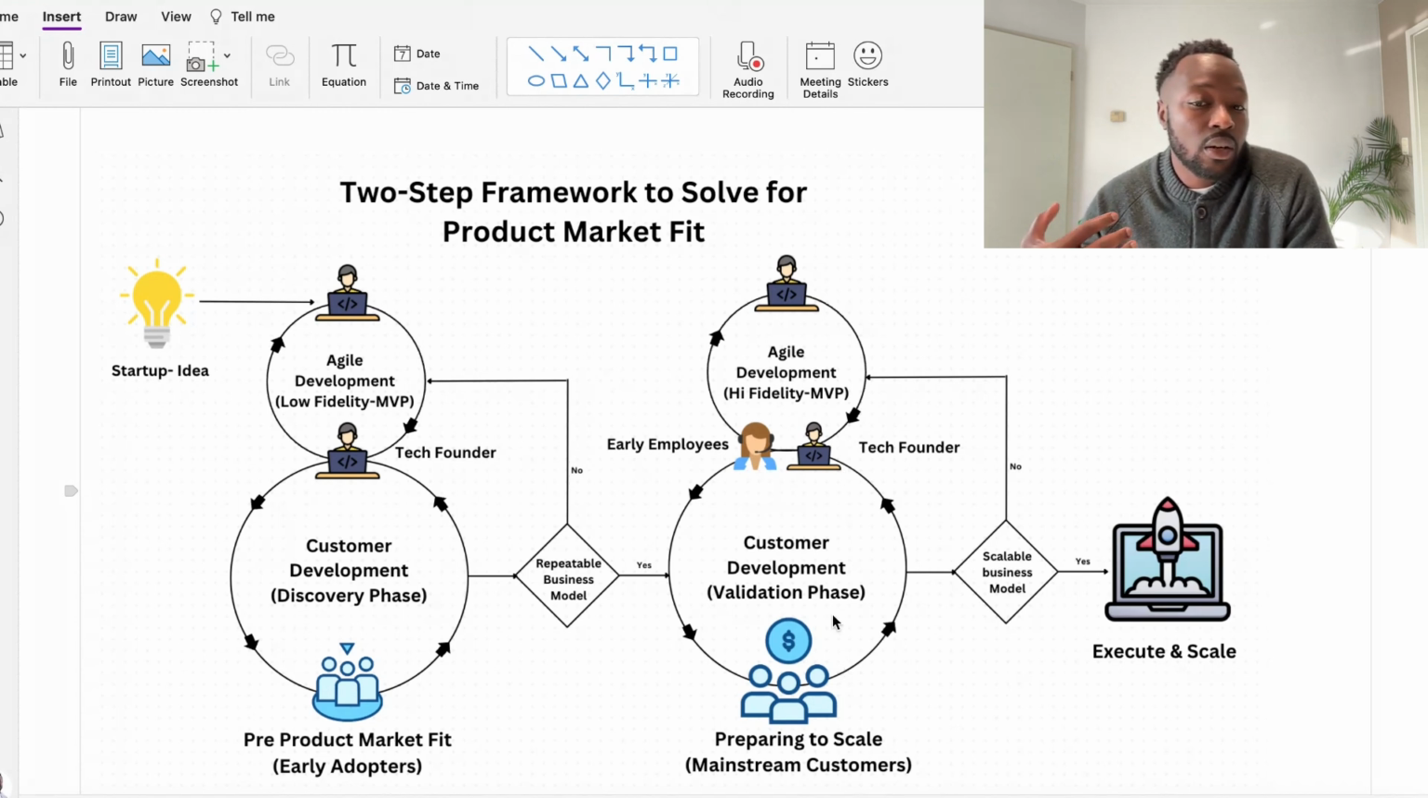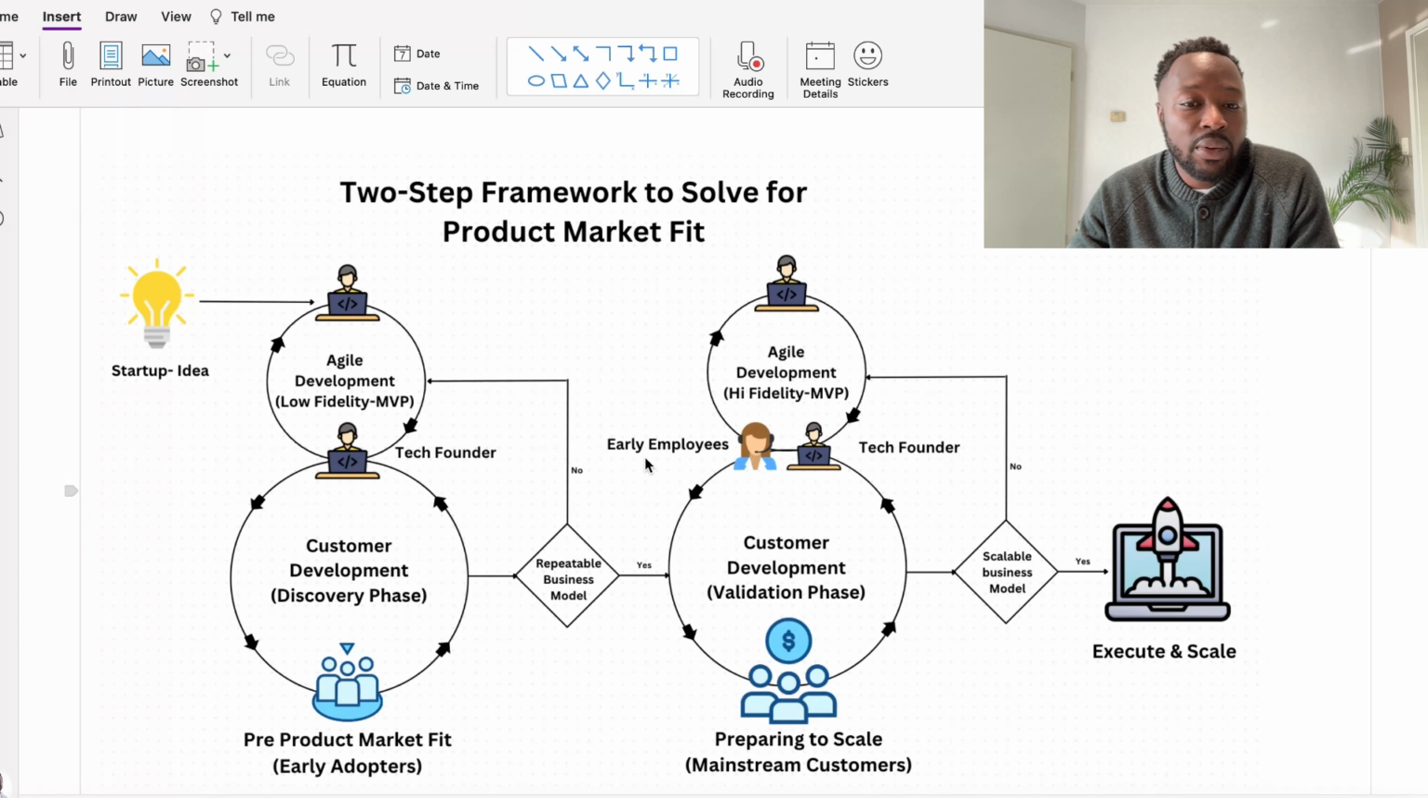So you're more like validating your customers, and validating means you want to get a high volume of customers that are willing to pay for that service, in exchange for you solving their problem. So again, as a tech founder or the tech founding team, you are involved. You have to lead the way in the agile development and also the customer development.